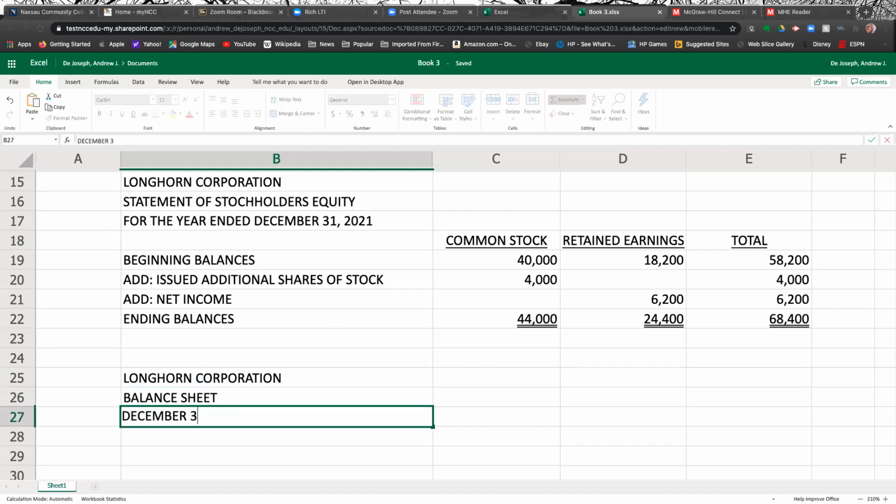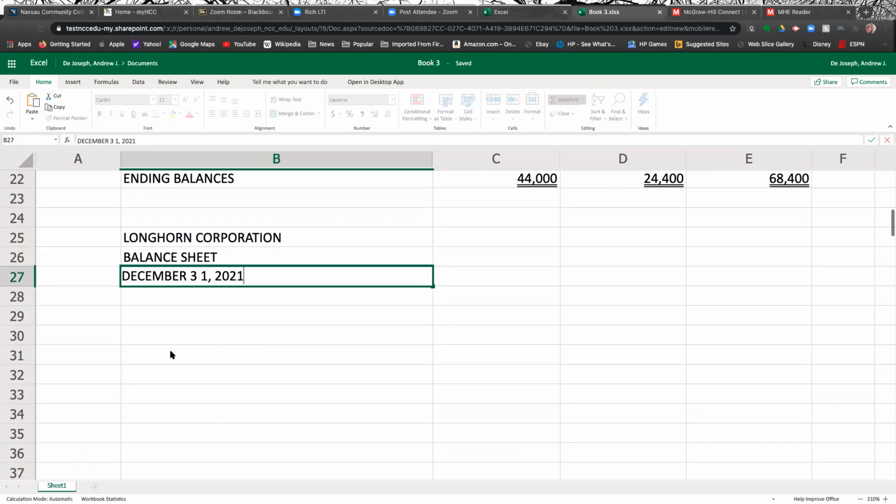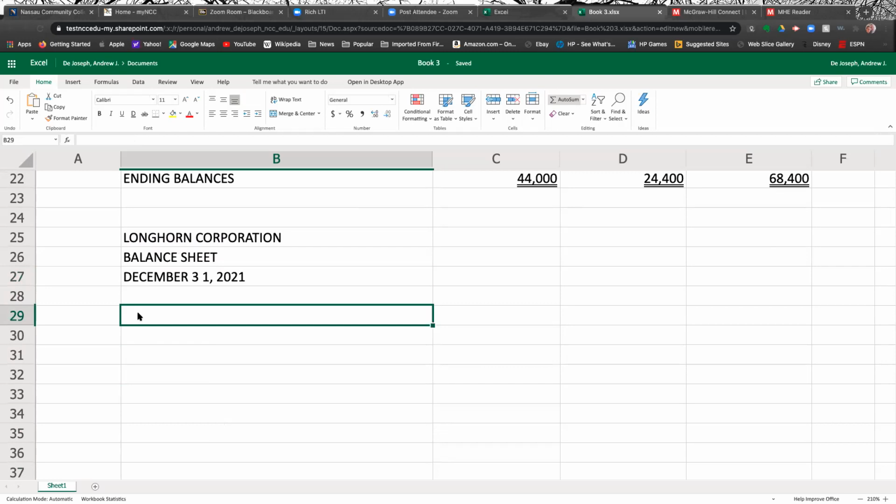December 31st, 2021. Okay, now they showed you the balance sheet side by side, right? Where you had the assets on one side and the liabilities and the stockholders' equity on the other side. Just to make things easier for me to do here, I'm going to put the assets on the top and the liabilities and stockholders' equity on the bottom, so I don't have to reformat my whole page. But the numbers will work out. So we've got assets here.